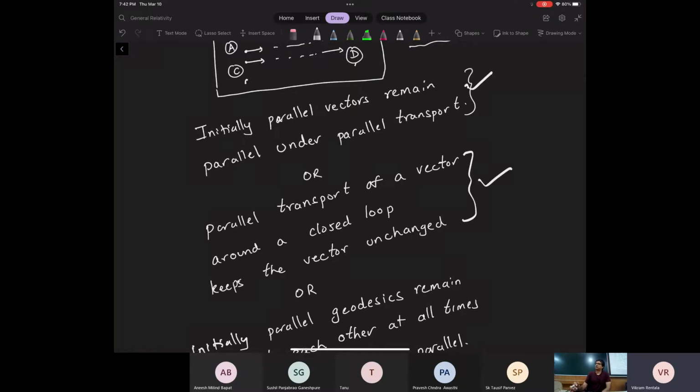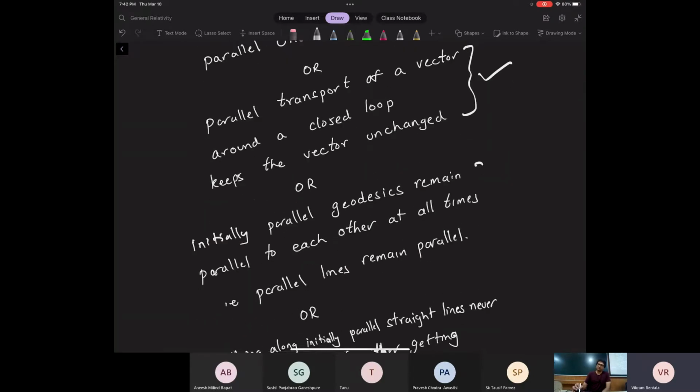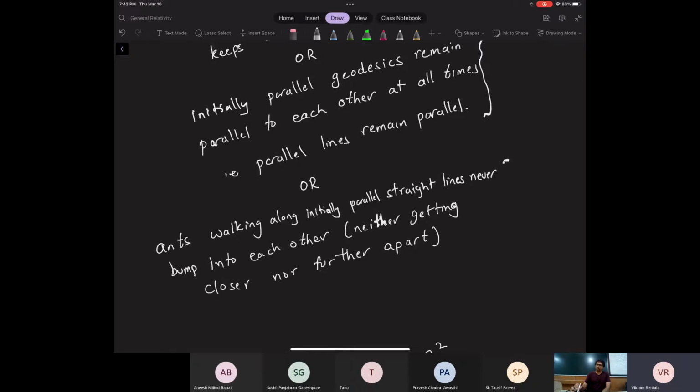This is in flat space. Or initially parallel geodesics remain parallel to each other at all times, that is, parallel lines remain parallel. The intuitive picture is ants walking along initially parallel straight lines never bump into each other, neither getting closer together nor further apart.